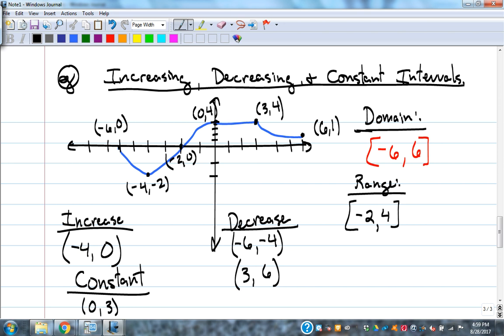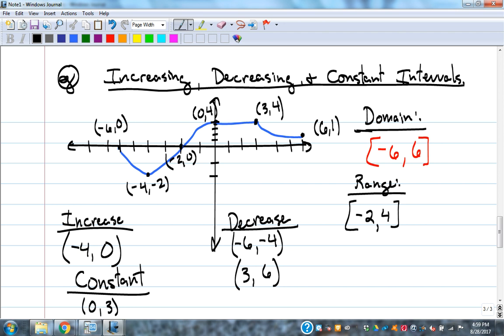Sorry. So we have 2 decreasing intervals, 1 increasing interval, and 1 constant interval. There's no rule that says you have to have some of all of those. Some of the graphs you're going to have some decreasing, some increasing, some that are just constant. It's just finding those things.